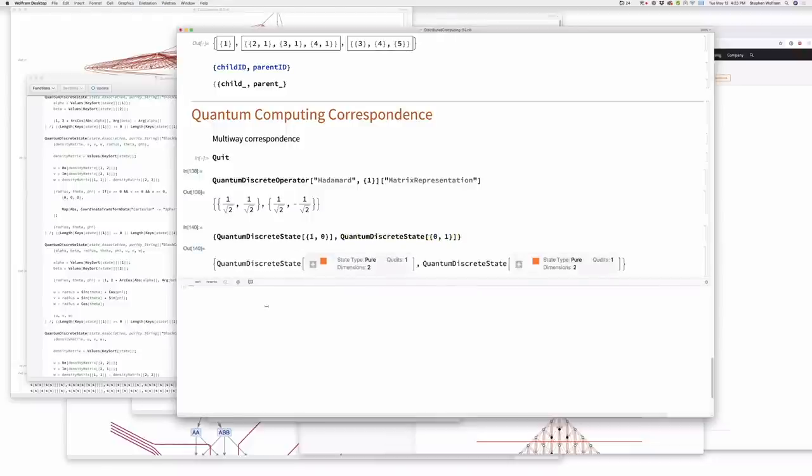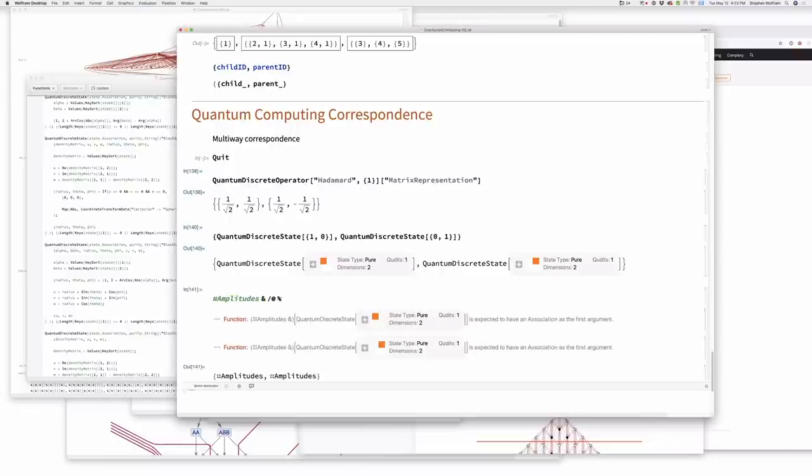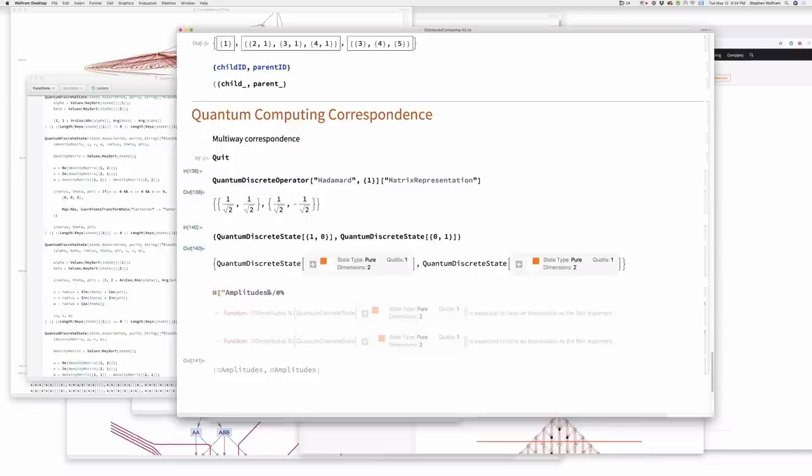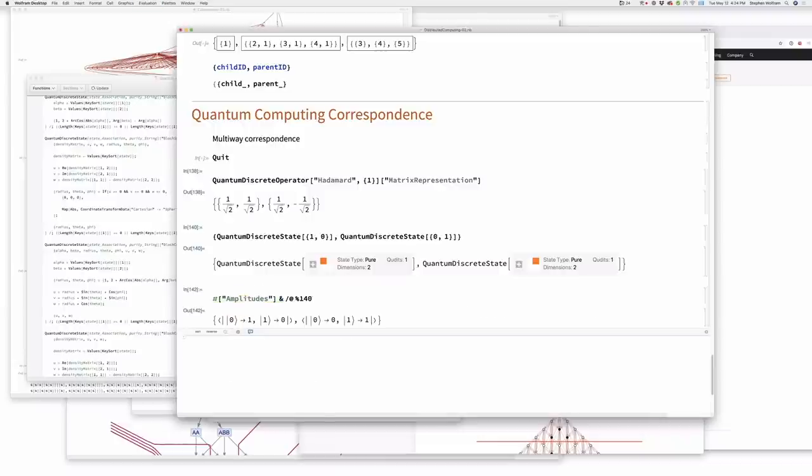If you map amplitudes over that, you should be able to see those bases. As in hash square bracket amplitudes. That's equivalent, isn't it? Oh yeah, okay, sorry. It's the tally syntax. Well, no, it's not an association. It's a subgroup. Yeah, right. So, sorry, tally syntax is not universal. Okay, there we go.